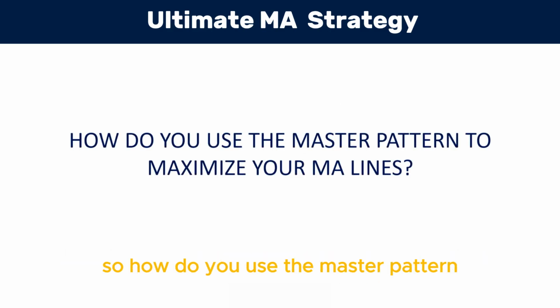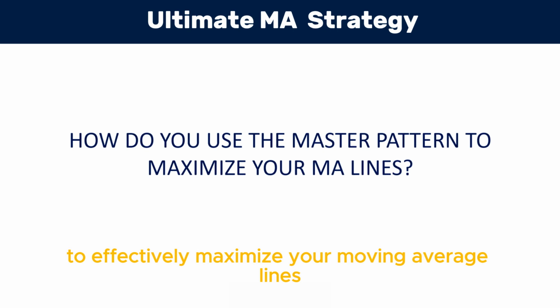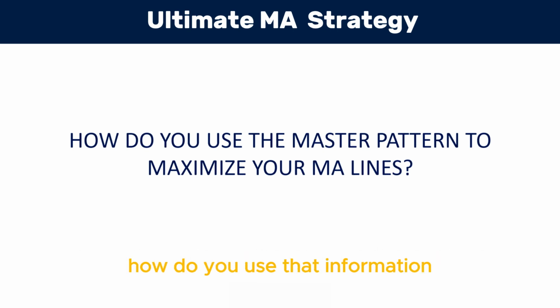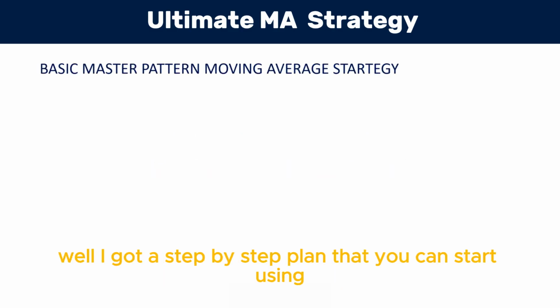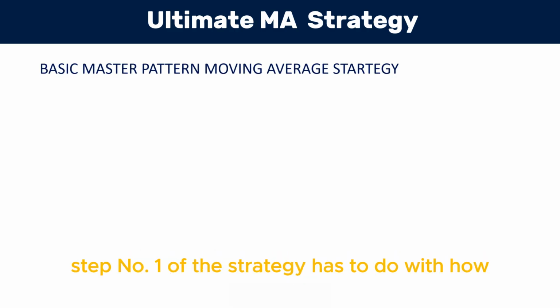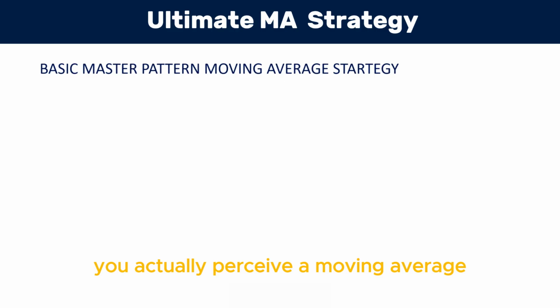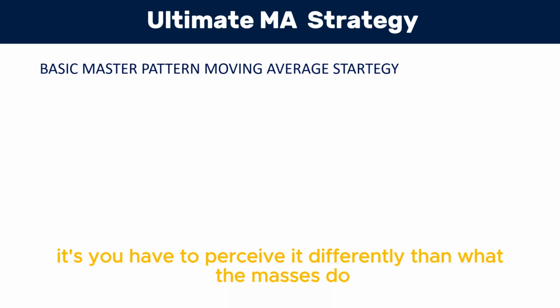So how do you use the master pattern to effectively maximize your moving average lines? How do you use that information and translate that into a moving average strategy that actually works? Well, I got a step-by-step plan that you can start using right after this video. So step number 1 of the strategy has to do with how you actually perceive a moving average. And let me give you a clue. You have to perceive it differently than what the masses do.